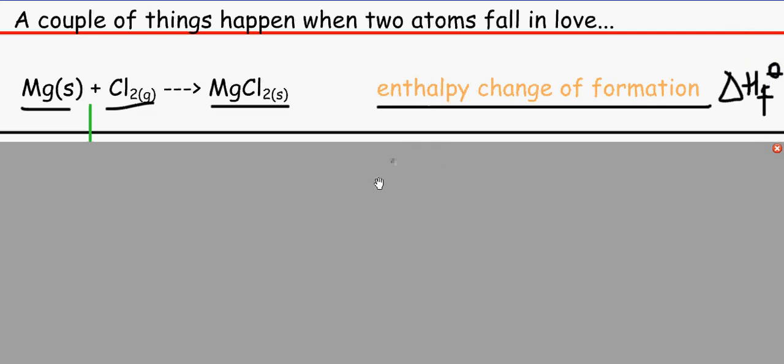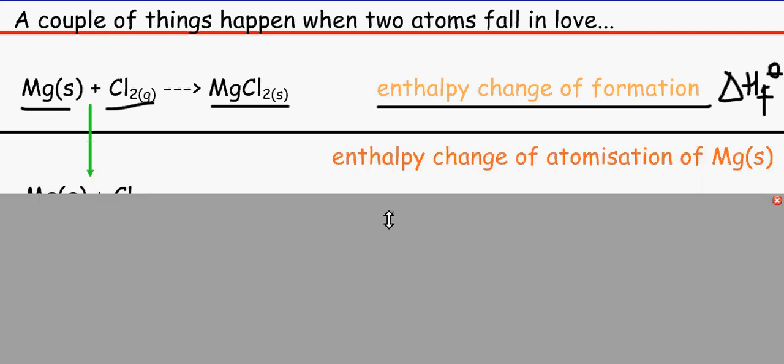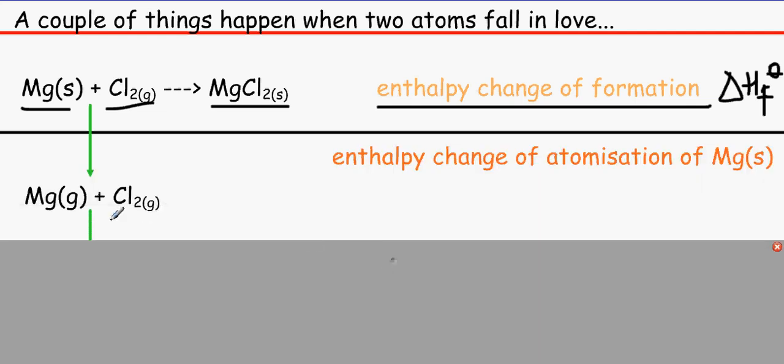So what happens behind the scenes? We have Mg(s) plus Cl2. We need these to be in the same state, so we need them all to be in a gaseous state. Chlorine is already in a gaseous state, but we still need to do something to it. But let's look at magnesium. It's a solid now, and we need to make it a gas.